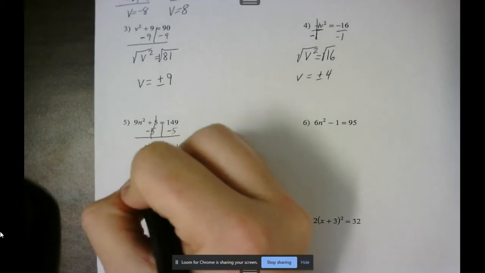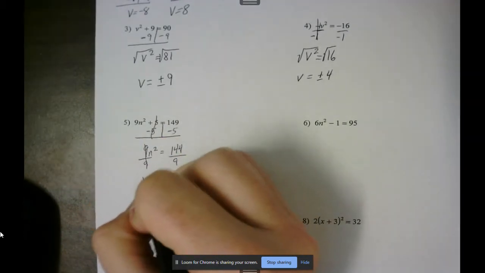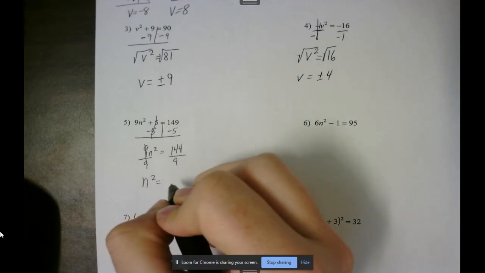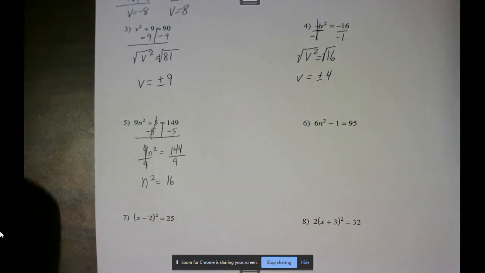Divide by 9. All right, somebody with a calculator, help me out here. What is 144 divided by 9? 16? Yeah. Perfect. Thanks, sir. All right, now we're right back to that step where we can do what? Take the square root on both sides.